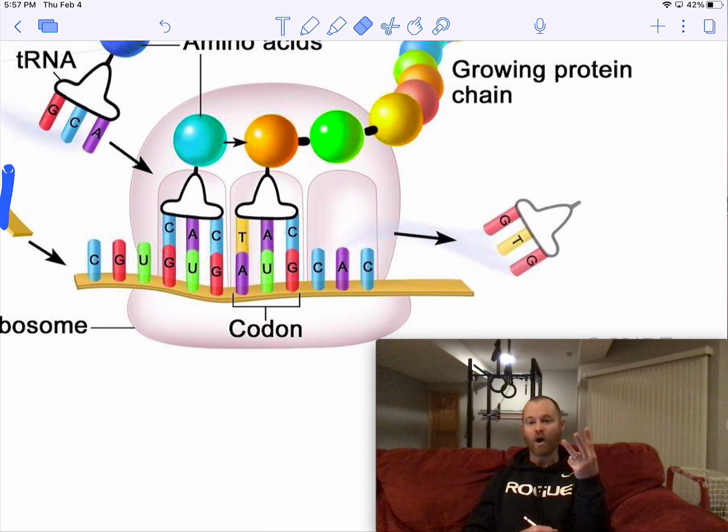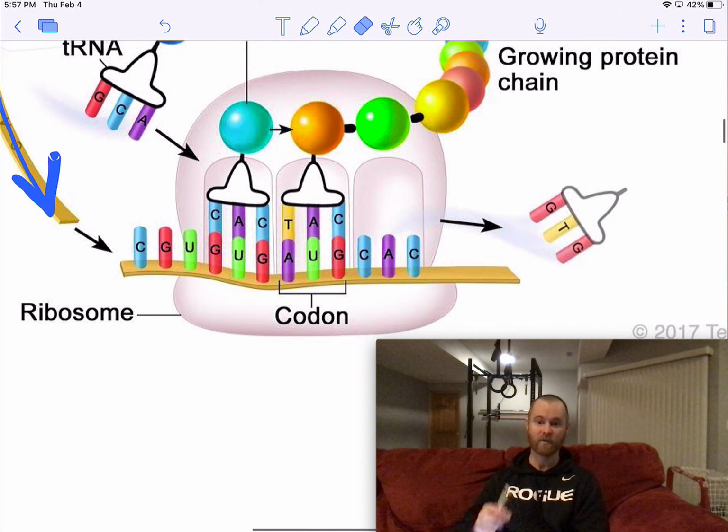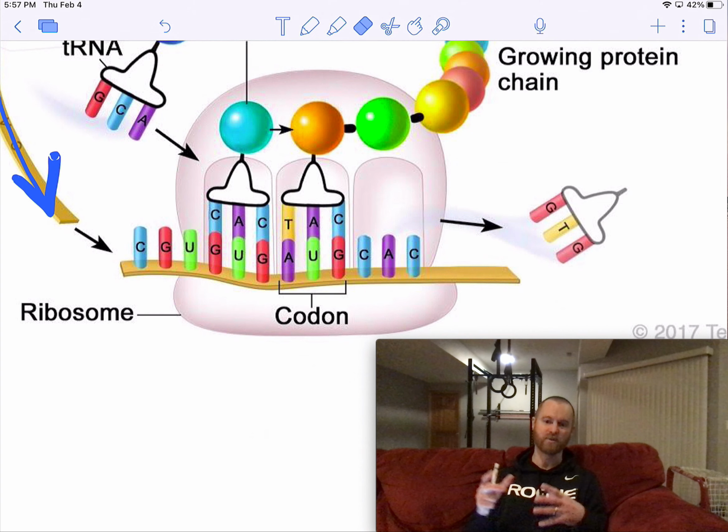3 RNAs come together for this process. mRNA, the messenger RNA, right? That's what we talked about. That's this right here, the messenger RNA. rRNA, which is the ribosome. Ribosomes are made up of rRNA, ribosomal RNA, and proteins. So it's kind of a mixture of protein and RNA that's bound together to make the ribosome.